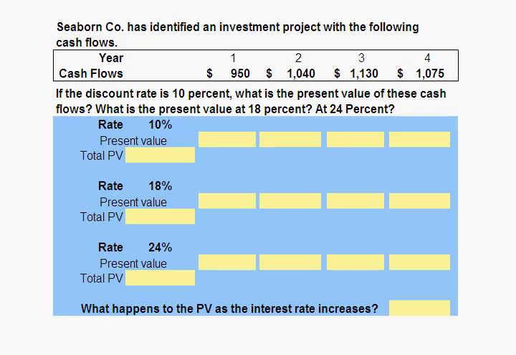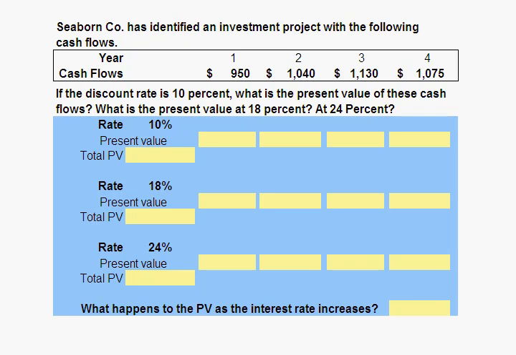Seaborn Company has identified an investment project with the following cash flows. In year 1, $950. In year 2, $1,040. In year 3, $1,130. In year 4, $1,075. If the discount rate is 10%, what is the present value of these cash flows? What is the present value at an 18% interest rate and at a 24% interest rate?